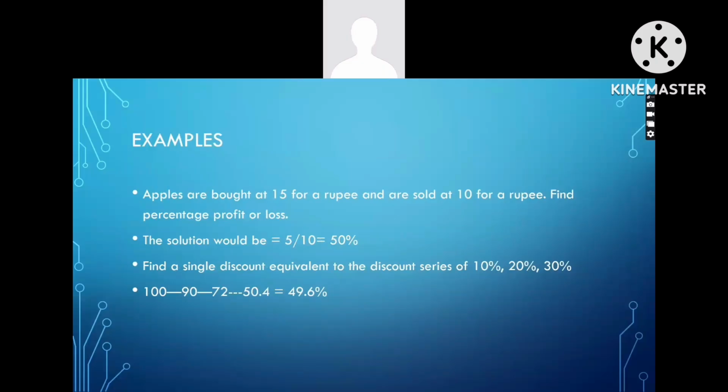Then comes another example. Apples are bought at 15 for a rupee and are sold at 10 for a rupee. Find the percentage profit or loss. The solution would be 5 by 10, that becomes 50%.